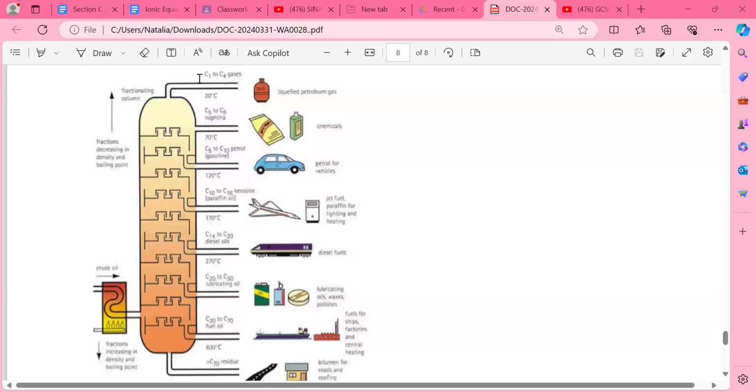So at the top, the lower the carbon number, the lower your boiling point. As the carbon increases, the boiling point increases, so those are collected at the bottom. Now, substances with 1 to 4 carbon are called refinery gases.